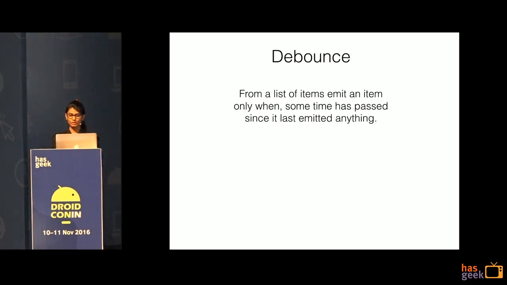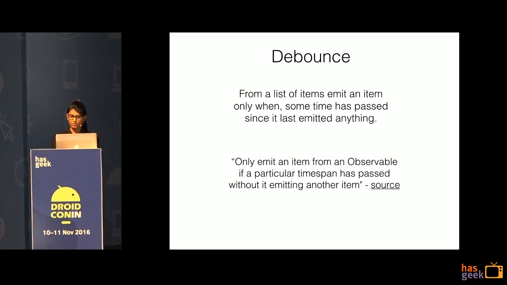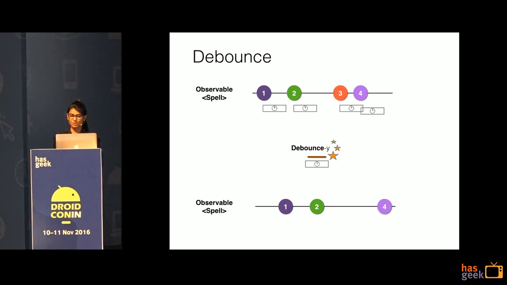So what is the debounce operator? The debounce operator, from a list of items emitted, emits an item only when some time has passed since it last emitted anything. Technically, it only emits an item from an observable if a particular time span has passed without it emitting another item. Let's see how it works.